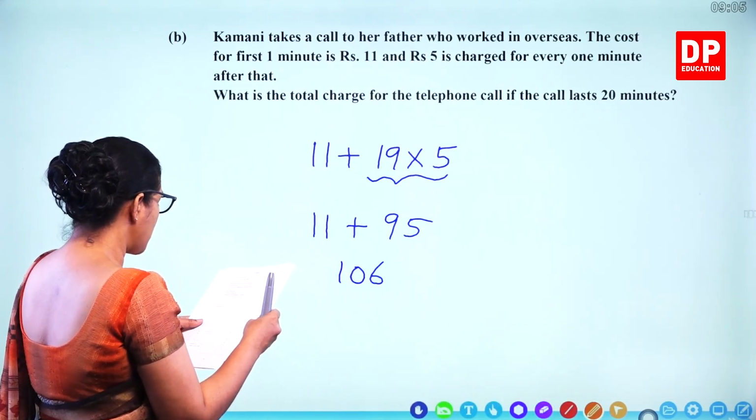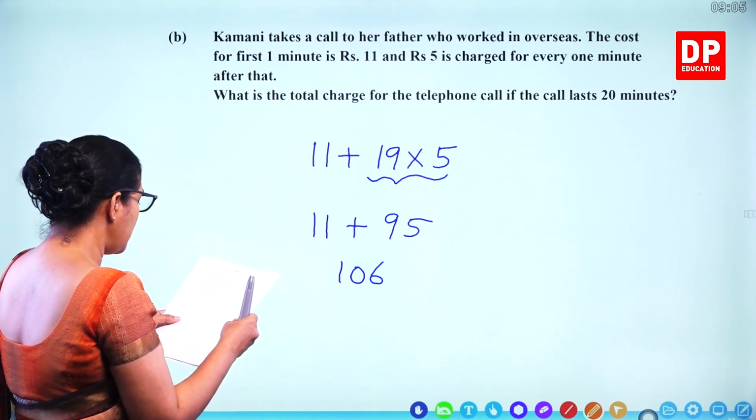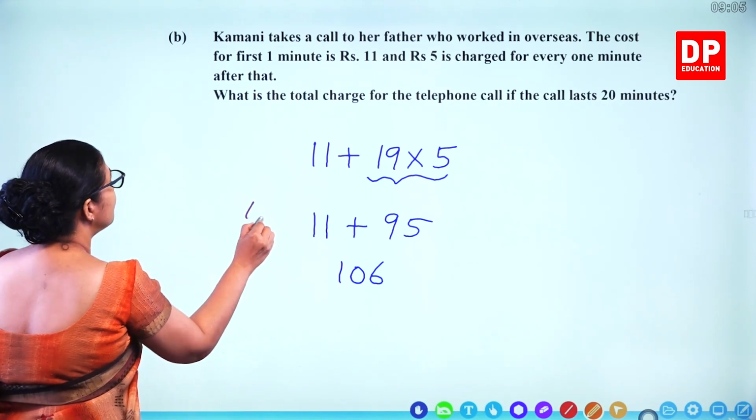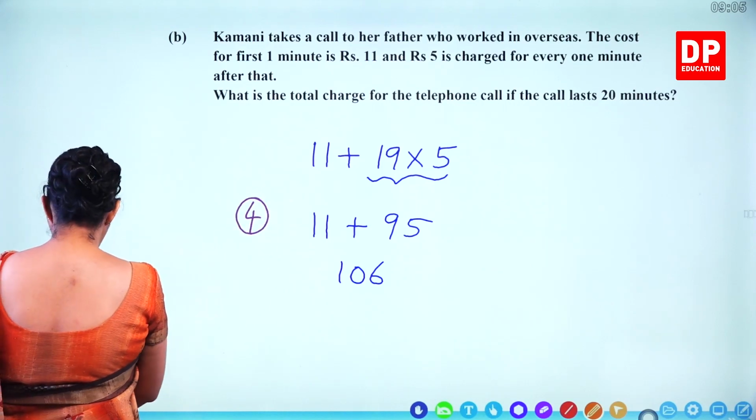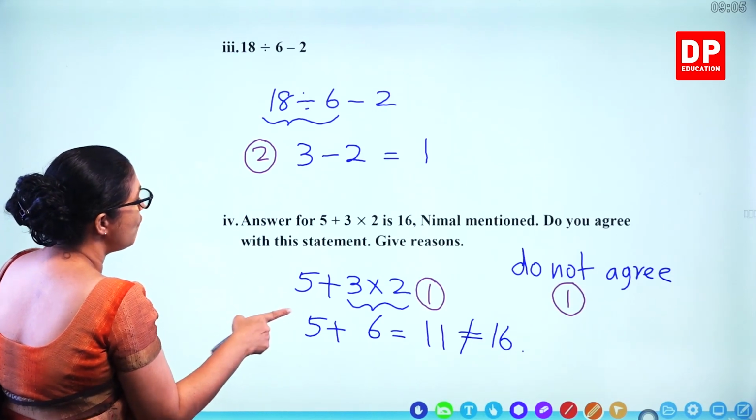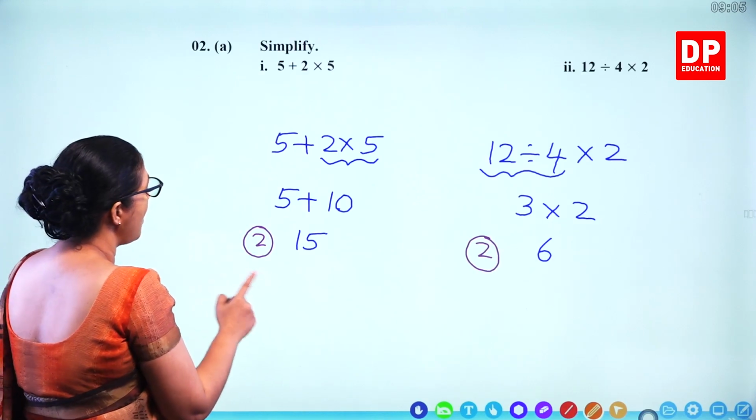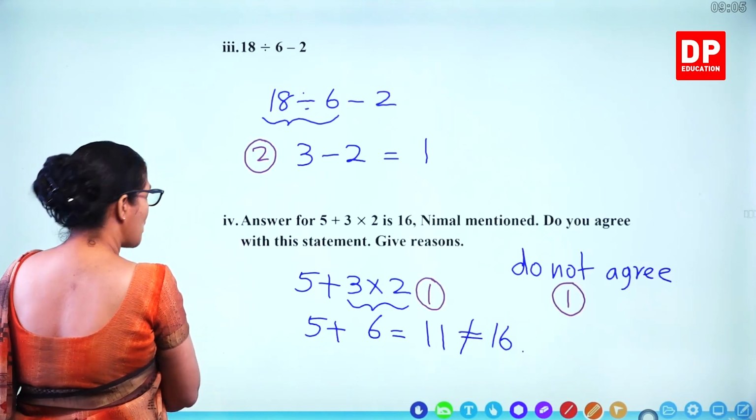So let's give marks. For all these you get 4 marks. So we get 4 and then 4, 8, and 4, 12 marks for that question as well.